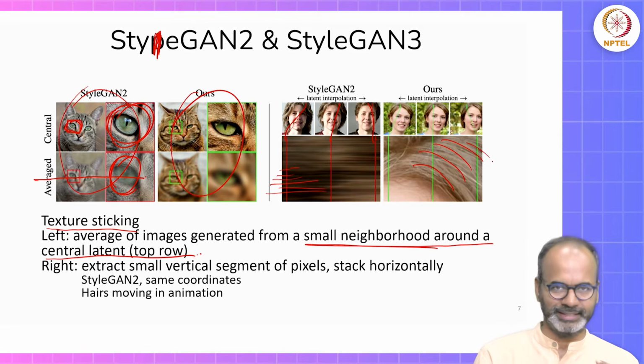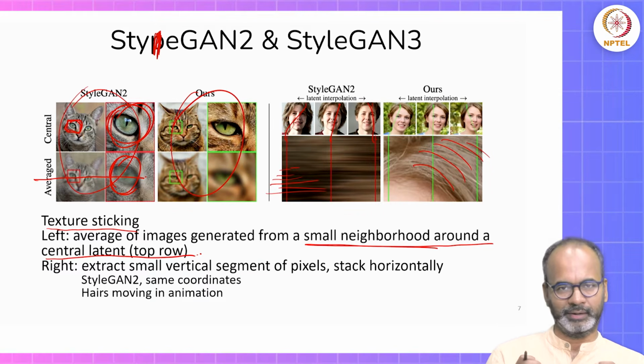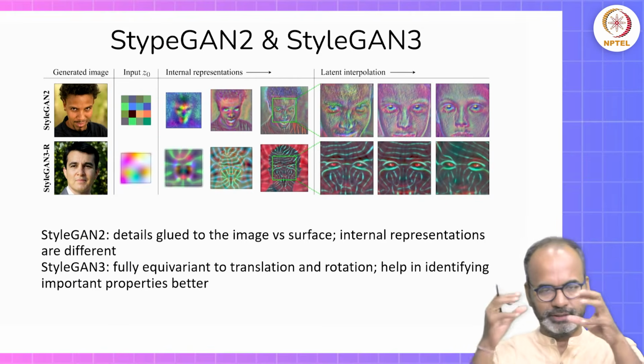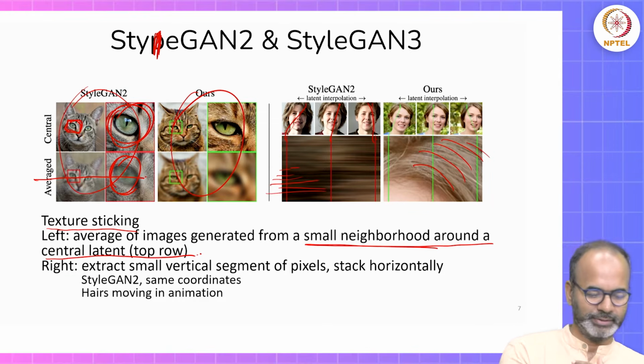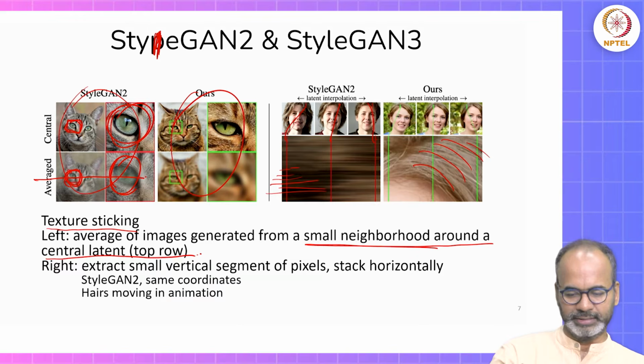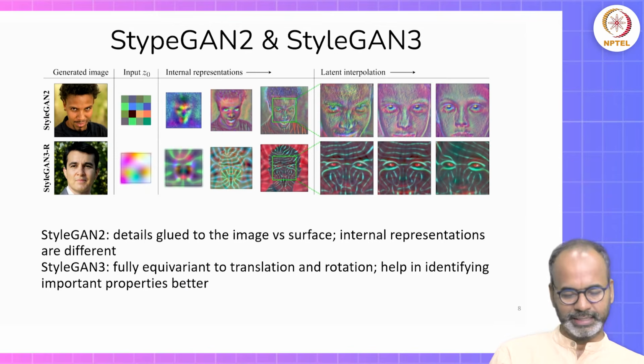What it is saying is that it is explaining how these methods called StyleGAN 2 and StyleGAN 3 actually process these images, and how that can be used for pixel attribution methods. Here are some internals again. Here we just look visually at how it is done. This is taking the average of a neighborhood of images. This is taking a segment of it and doing it. Now, if you look at how it is done slightly internally, details are glued to the image versus the surface, and the internal representations are different.